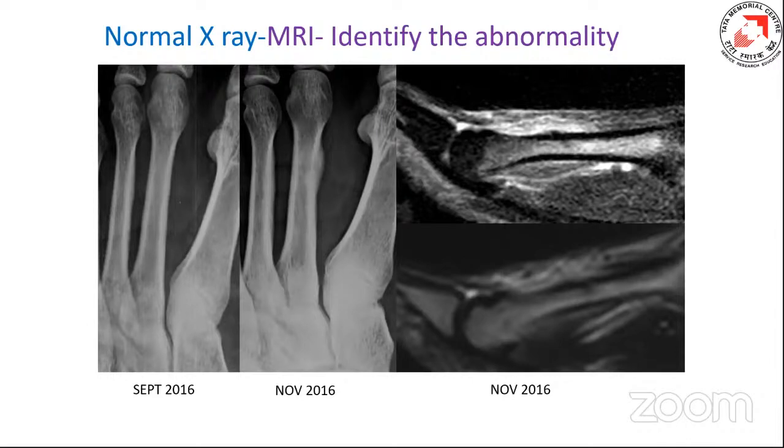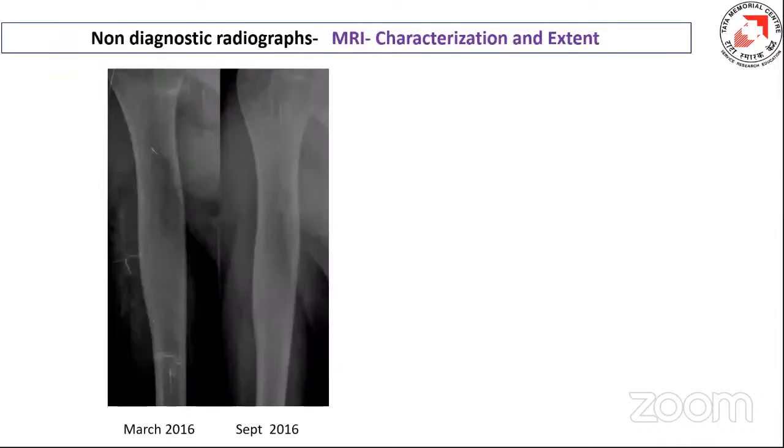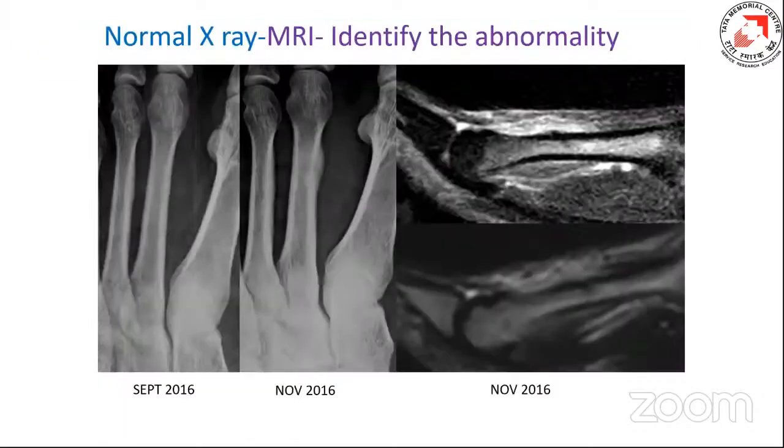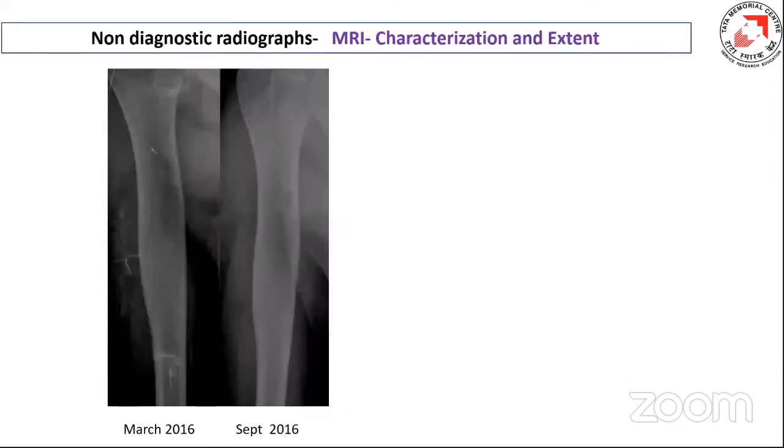And then you will see in the follow-up X-ray, there is a solid periosteal reaction in the November 2016 X-ray. So most of the time we can encounter metastatic lesions where the radiographs are normal. We might have round cell tumors where the radiographs are normal. Then we can be pleasantly surprised by the MRI and pick up these lesions. So typically we can have non-diagnostic radiographs where MR might help in picking up the lesion. It will characterize the lesion and also tell about its extent.